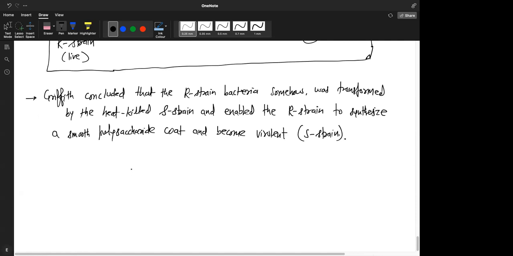Now you have to prove it. So to prove, he recovered living S strain bacteria from the dead mice.